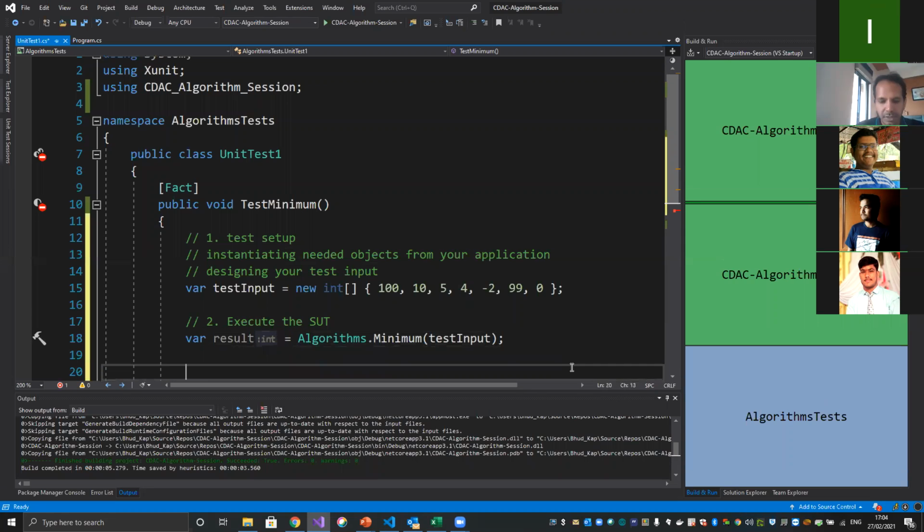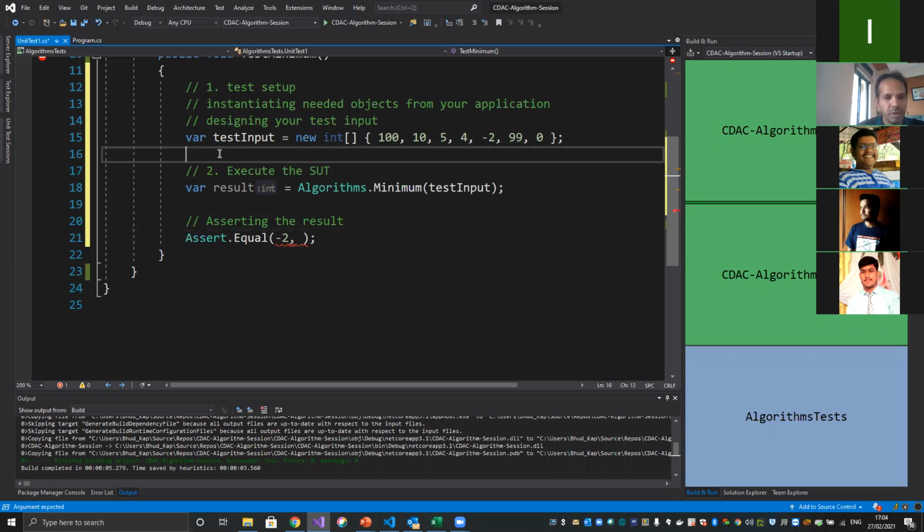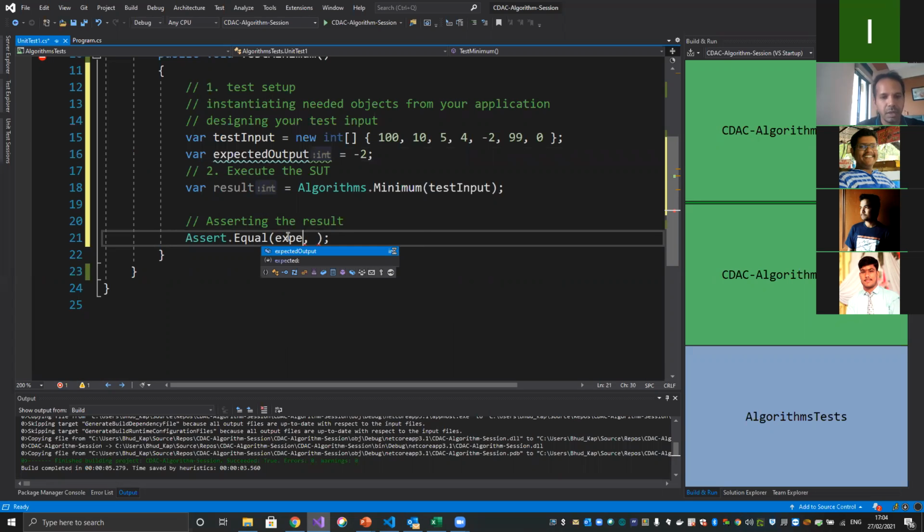And then the final phase is asserting your result. Okay, asserting the result. So in this case, we also say var expected output equals -2. Then I go and say my expected output should match my result.